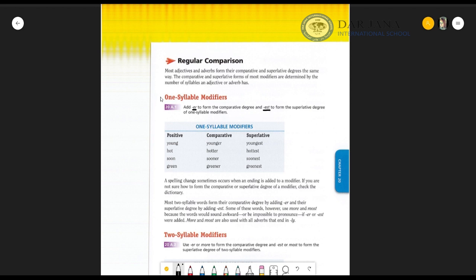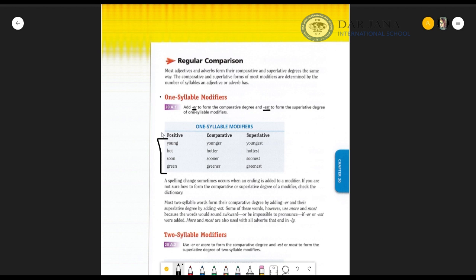So, the first subtitle is one-syllable modifiers. What those have in common is that they are all made up of one syllable. How do I determine the number of syllables? I'm going to be snapping or clapping, whichever makes you comfortable, and then I'm going to decide what should I add to the word. So there's this rule.